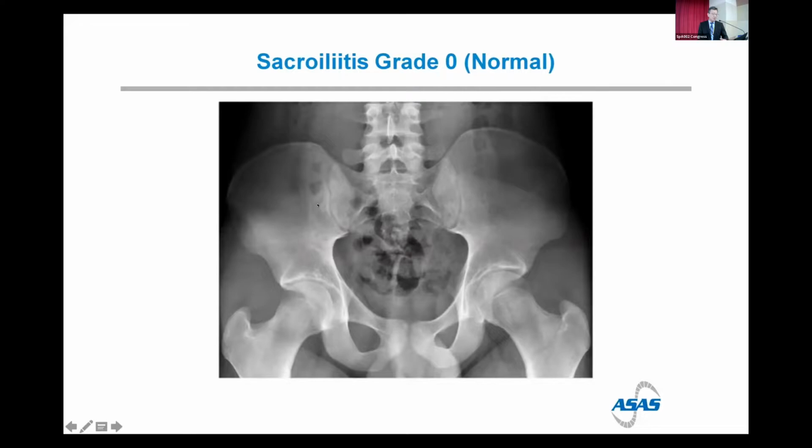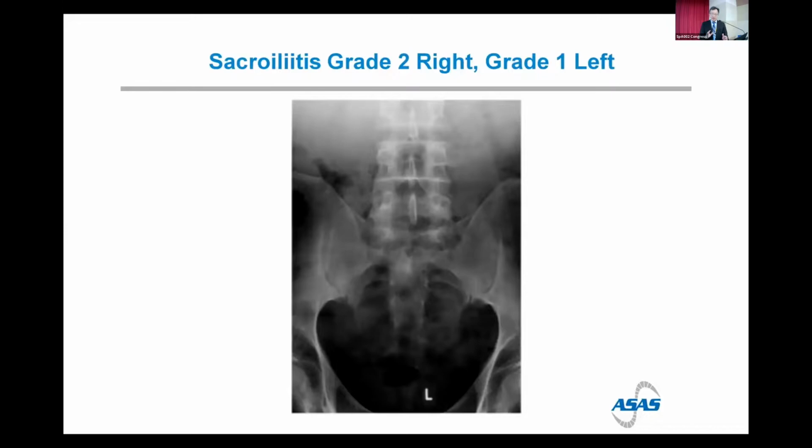But again, you need to have a different angle to view the SI joint. Sometimes you have normal variation, especially in the juvenile type. For grade 2 and grade 1, again, it's very subjective. On the right side, you can see grade 2 sacroiliitis with suspicious or moderate subchondral sclerosis and a little bit irregular joint space, which means bony erosion. For grade 1, on the left-hand side, you can see very little, just suspicious, so we call it grade 1.